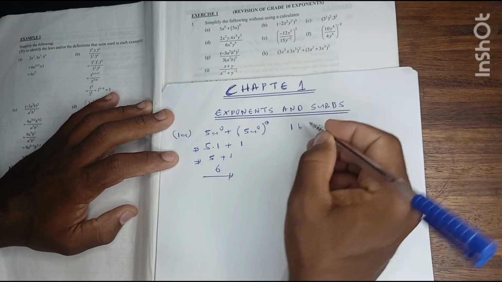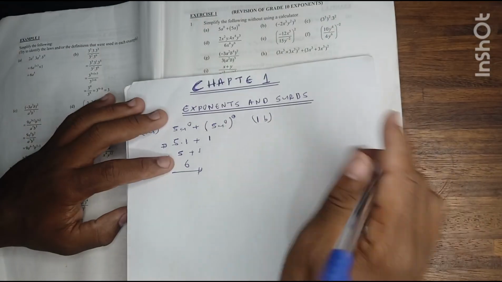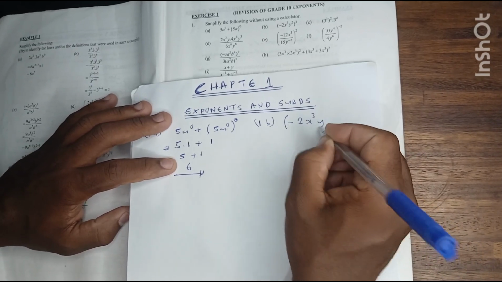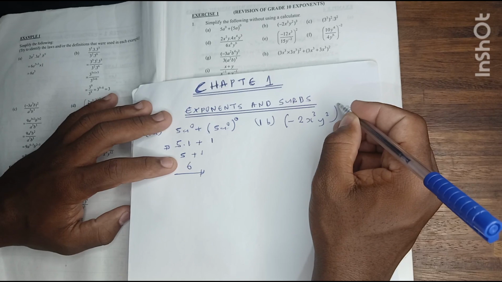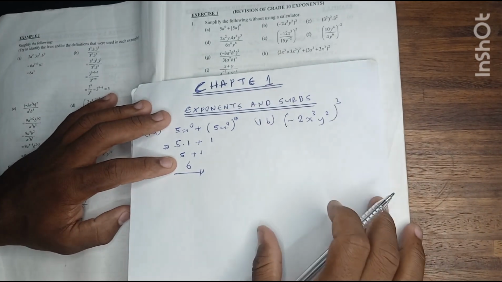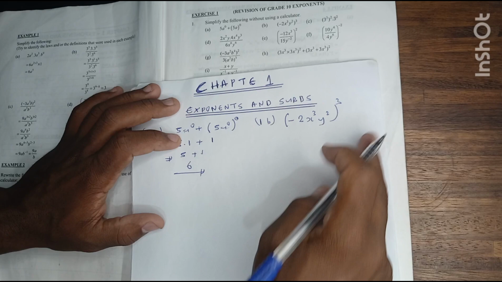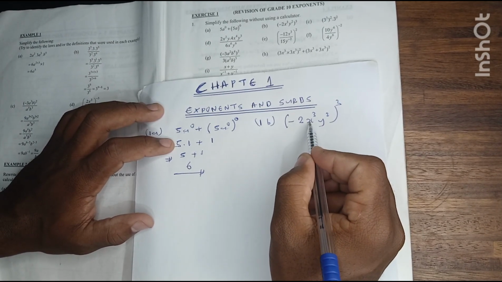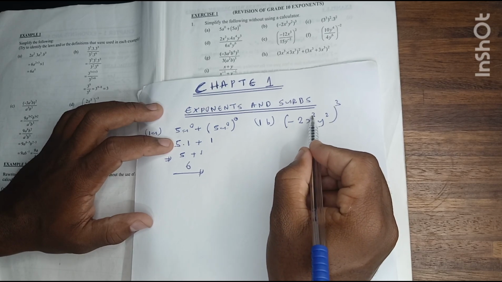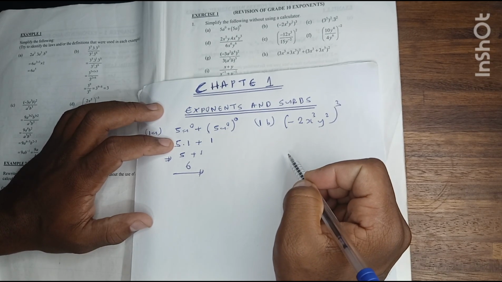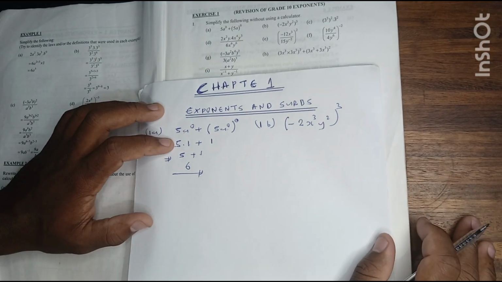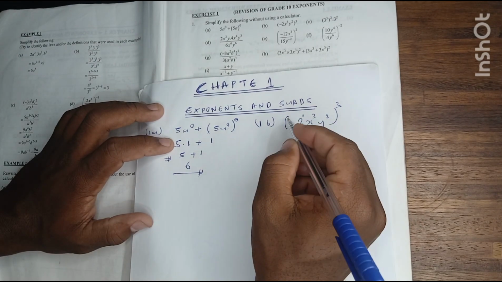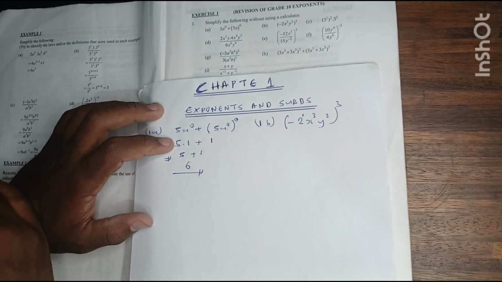Let's try 1b. We are given open bracket negative 2 x to the power of 3 y squared close bracket, all in the exponent 3. So here what you do, you check: on x to the power of 3 there is an exponent, on y squared there is an exponent, but on 2 there is no exponent, so we assume that it is 1. From there we remove the brackets, and I said before that this bracket means multiplication.